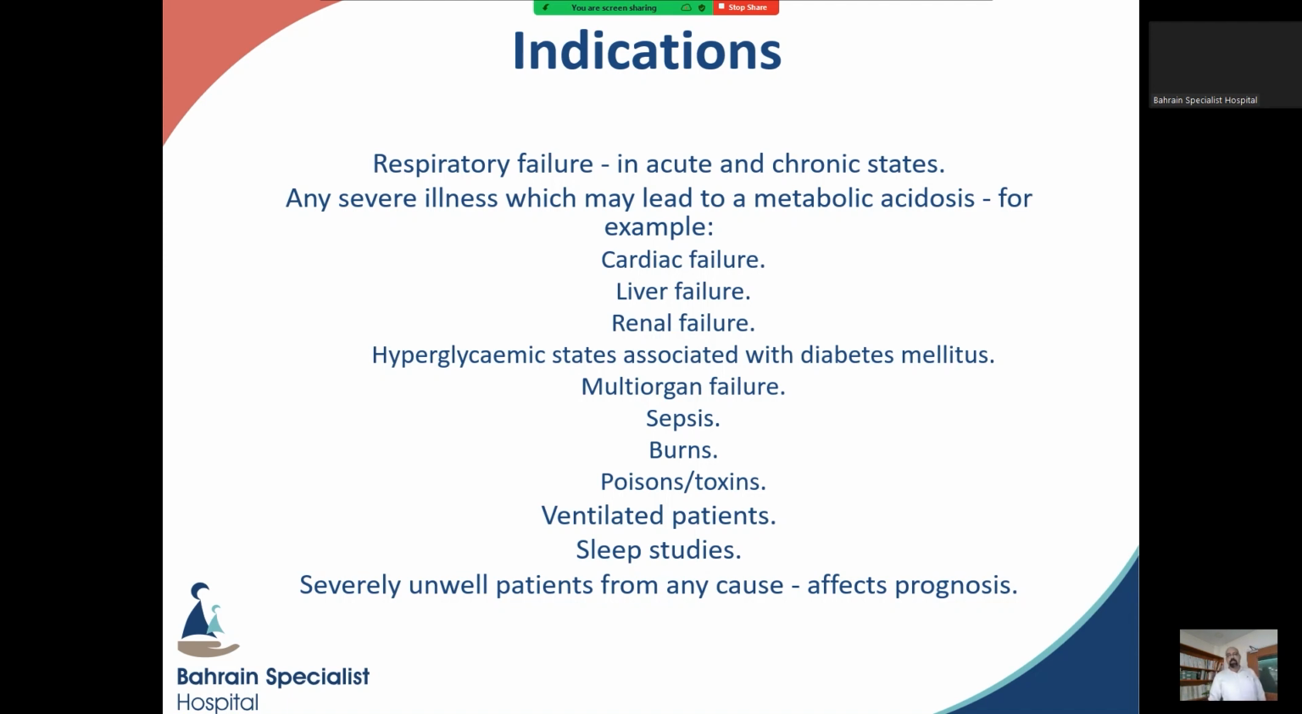Hyperglycemic states associated with diabetes mellitus, such as DKA and hyperosmolar hyperglycemic state. Multi-organ failure, sepsis, and burns. When we are suspecting poisons or toxins, in the ICU, in ventilated patients, and also in sleep studies, and in severely unwell patients from any cause, as it affects prognosis. If there is an underlying acid-base disturbance and we correct it, it affects the prognosis.